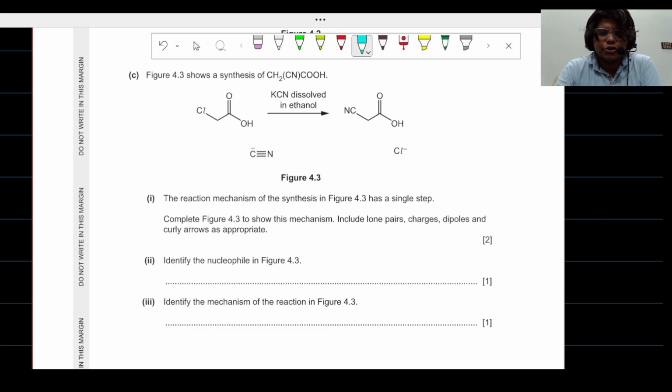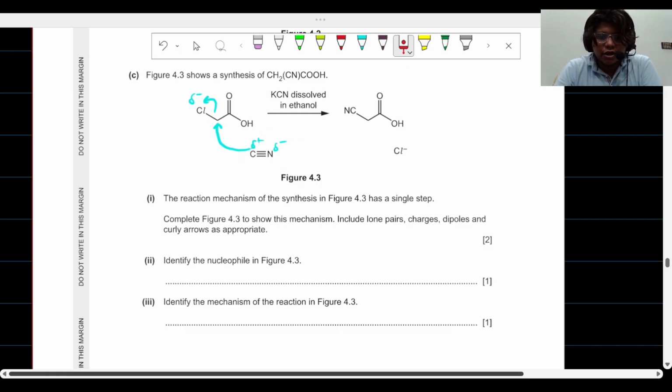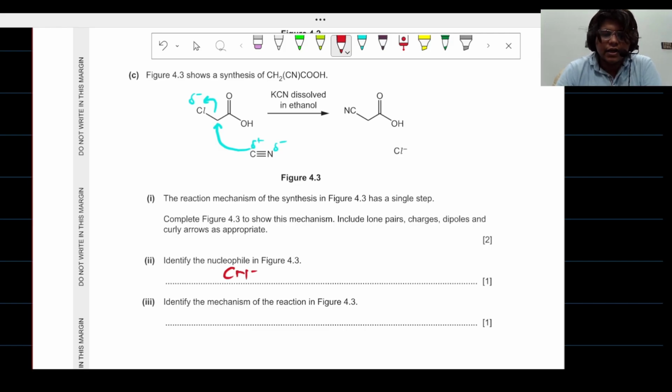So what will happen, you will show that the bond will come here, it will be attacked from here. This will show the electron transfer from here. This is partial positive and this is partial negative, right? However, there is nothing else to show here, right? So it will come here and then this bond will be broken. So these would be the only dipoles that you need to show. Also, identify the nucleophile here. So the nucleophile would be the cyanide ion, CN-, and the mechanism is nucleophilic substitution.